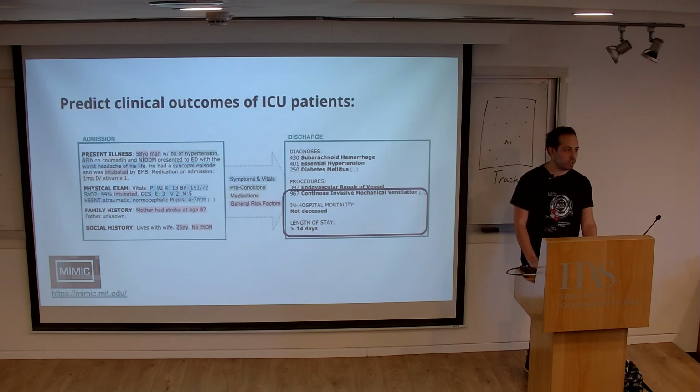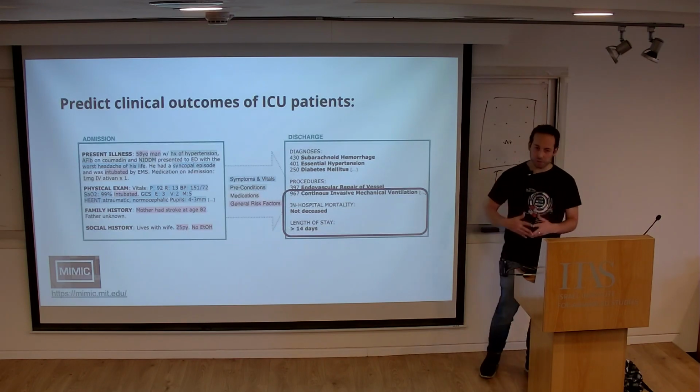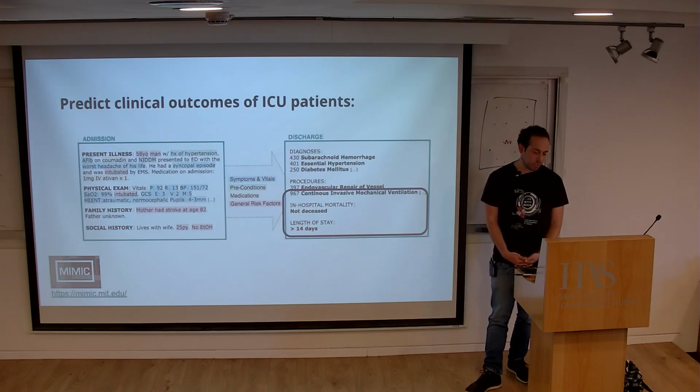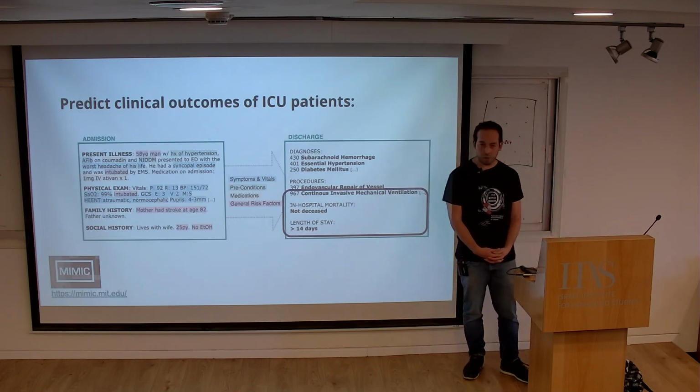Has anyone heard of this dataset, MIMIC? Okay, so a pretty good guess. Basically, in MIMIC, for ICU patients, you have, for example, their admission note when they come in. You can see all the different attributes that we have there. And then you can roll forward into the future, look at the discharge note, and see the outcomes. For example, this patient was not deceased at the end of the ICU stay, and had a pretty long length of stay of over 14 days.